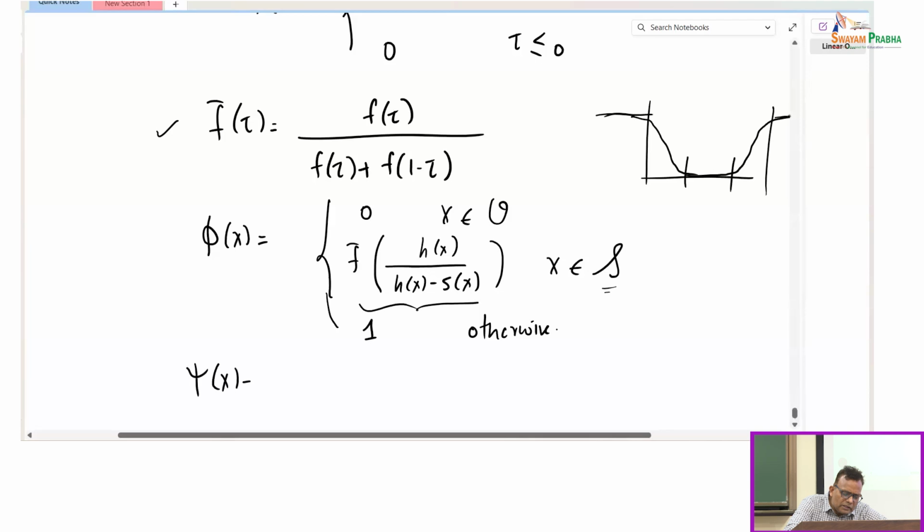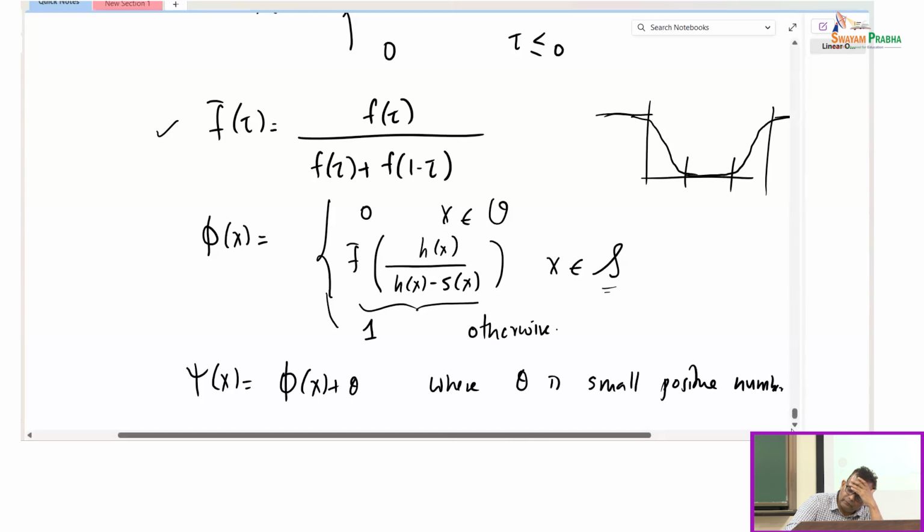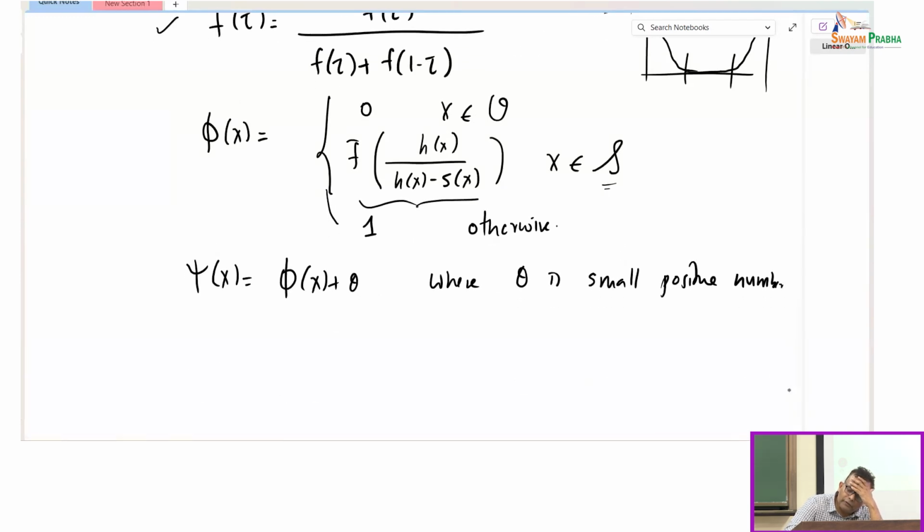Now, what is your psi? Psi of x is constructed as phi of x plus some theta, where theta is a small positive number, and this is important to use in the proof. I think the main contribution here is to prove rigorously that if you do a construction like this, and if you design the controller with this density, then you can guarantee almost everywhere navigation. And that proof I think is unique. So this theta is a small positive number which is used in the proof.